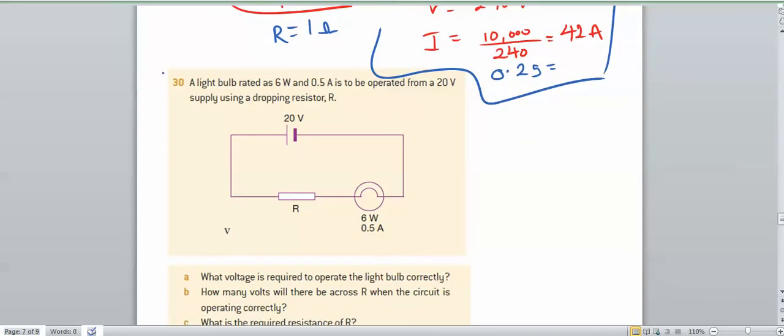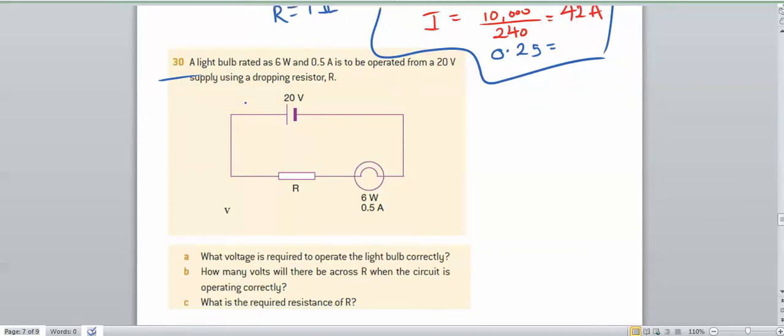Light bulb rated at 6 watts. What voltage is required to operate the light bulb correctly? Well, we know that the 0.5 amps goes through, so the current is equal to 0.5. And we know that the power must be 6 watts, otherwise it's not operating correctly. So therefore the voltage is equal to the power divided by the current, which is 6 divided by 0.5, which is equal to 12 volts.